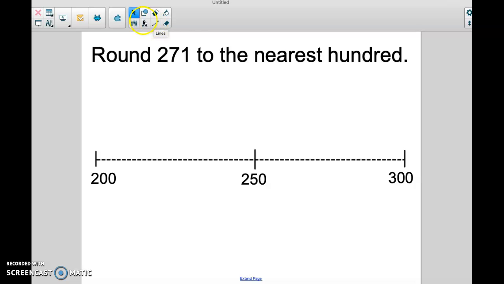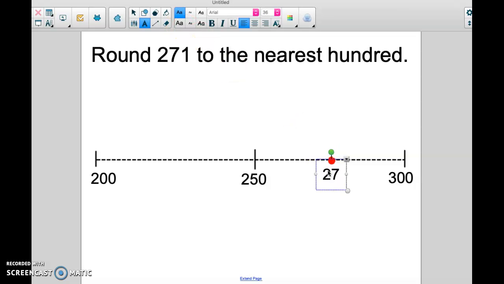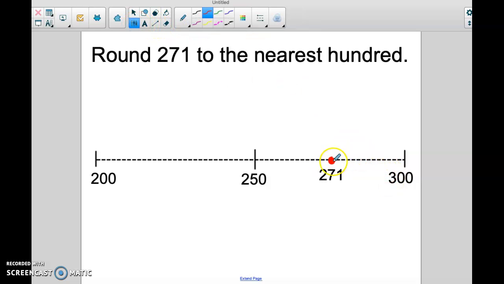So it would be about here. Again, it doesn't have to be perfect. We just have to make sure that it's in between the correct midpoint and benchmark. So now we do the same step as always. We take our marker and we draw a line from the number that we're rounding to the benchmarks. 271 to 200 and 271 to 300.